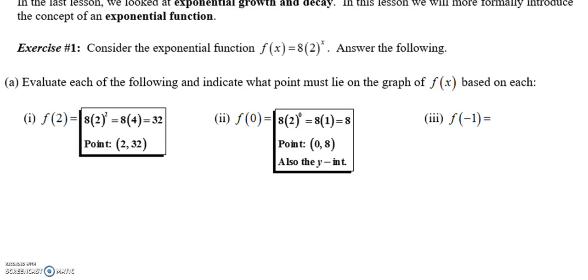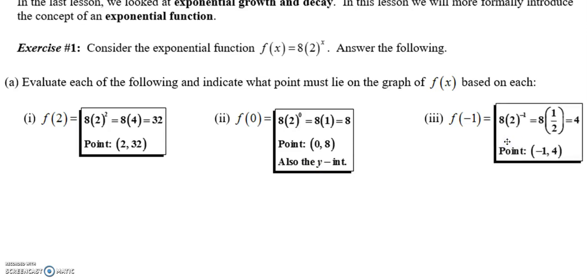Alright, third part, you should have ended up with 4. So again, you put negative 1 for your exponent. You should know that makes a fraction. We learned about that. So that makes 1 over 2, and therefore you're dividing by 2, and you ended up with 4. So hopefully you got those okay. That's basically input-output of exponential functions.